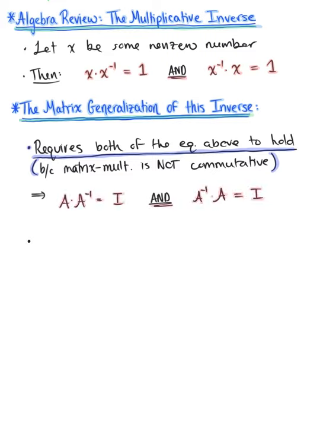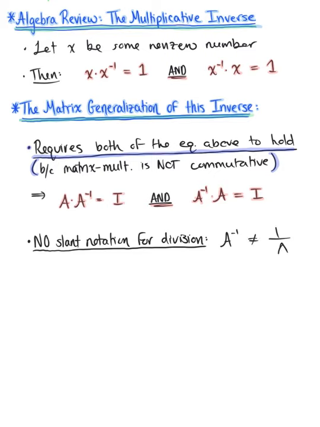Now, the second thing that we want to keep in mind as we explore this generalization is that there's no slant notation for division. So absolutely no slant notation for division. Now, what does this mean? This means that the inverse of matrix A cannot be written as 1 by A. These are totally different concepts, right? This negative 1 is simply notation for the inverse. It is not an exponent. So there is no slant notation for division.